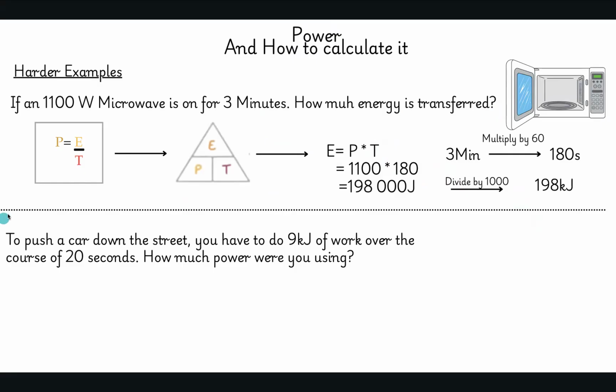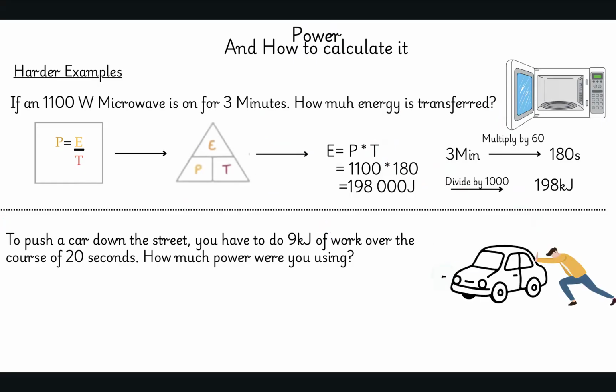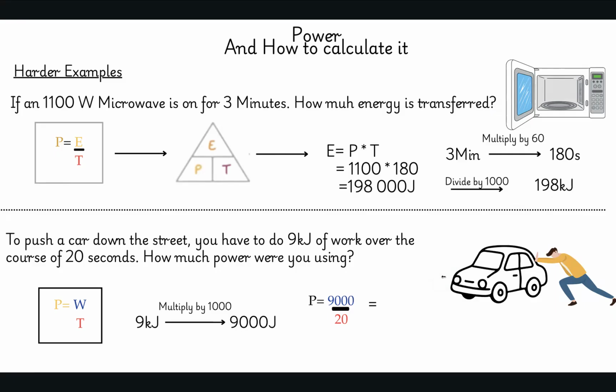And the second one, here to push a car down the street, you have to do 6 kilojoules of work over a course of 20 seconds. So how much power were you using? Here we're going to use the other equation. So we're going to use work done over time. And so the work done was 9,000 over 20. And yeah, here you have to put kilojoules into joules. So that's 450 watts. So the units are the same.